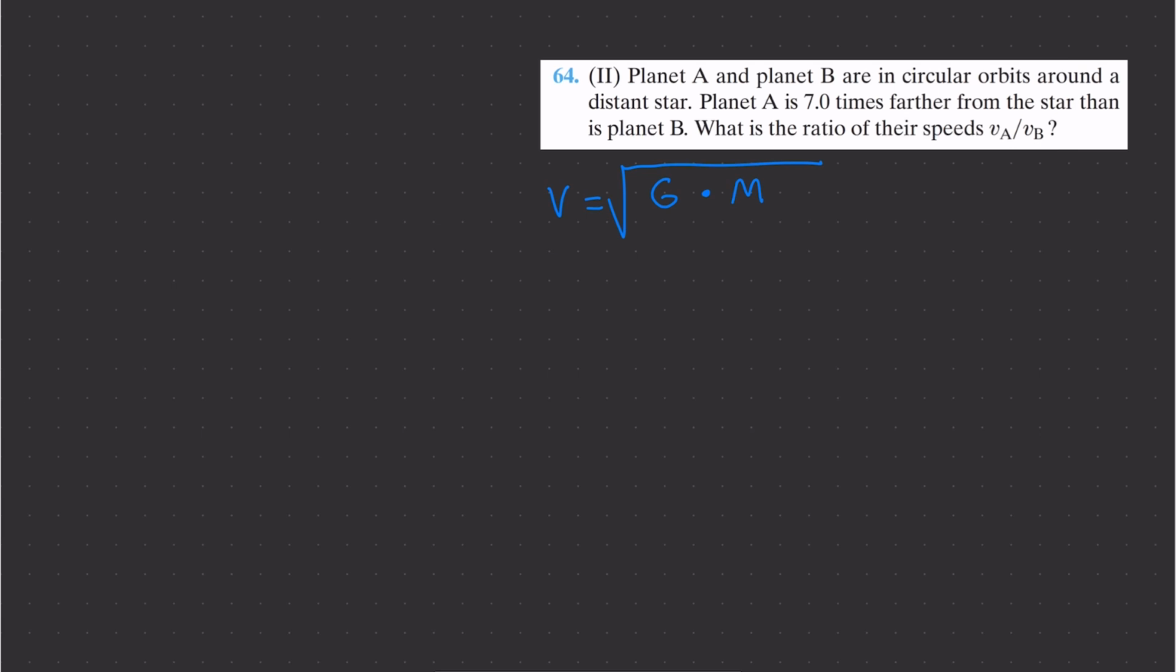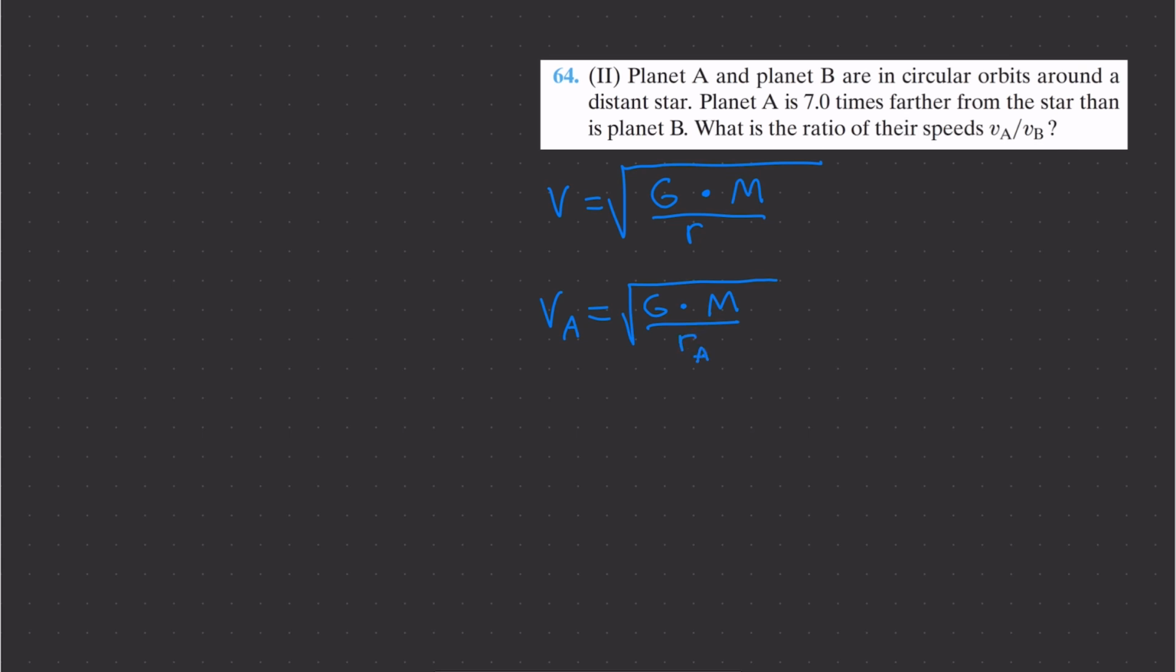For planets, that's usually a star. And then we're going to divide that by the average distance of the orbital radius. So in this case, it's going to be r sub whatever planet we're talking about. So for planet A, its tangential velocity, v sub A, is going to be equal to the square root of big G times the mass of whatever star it's orbiting around over its average distance from that star. So this is going to be r sub A.